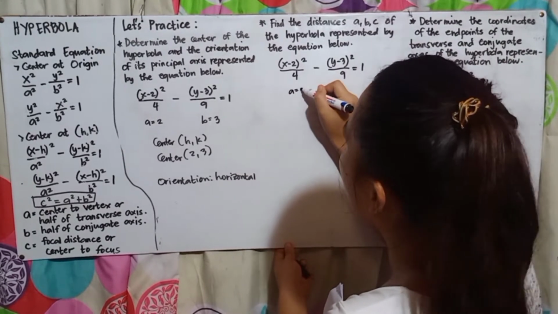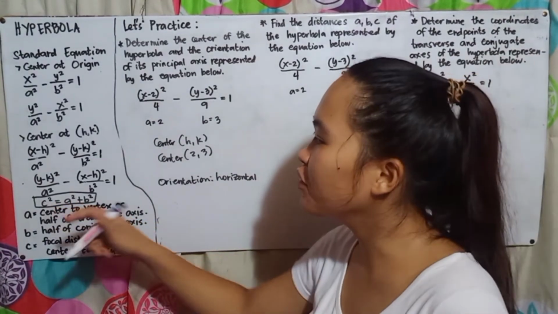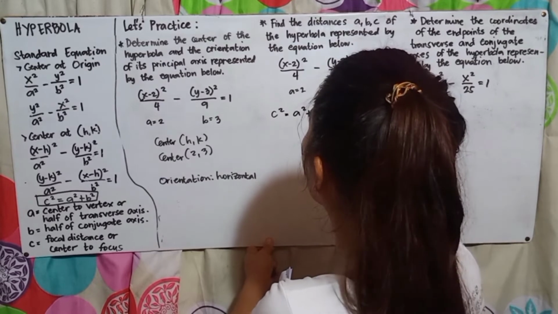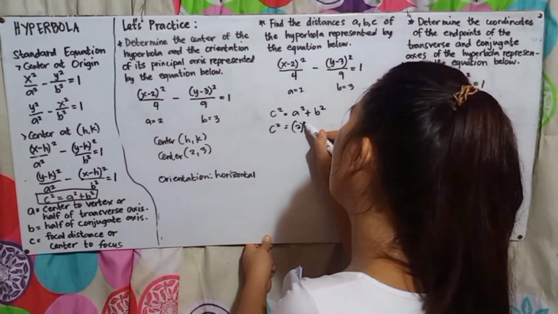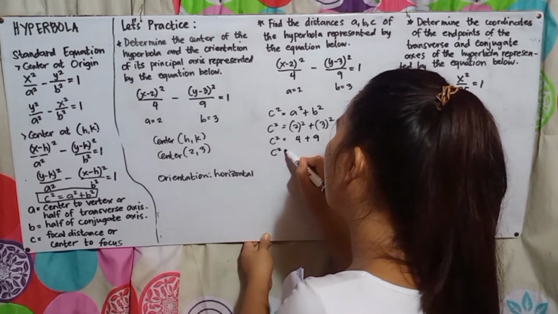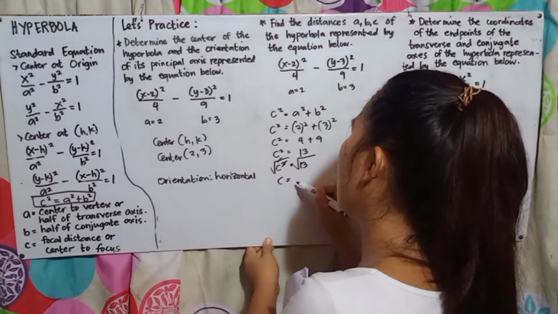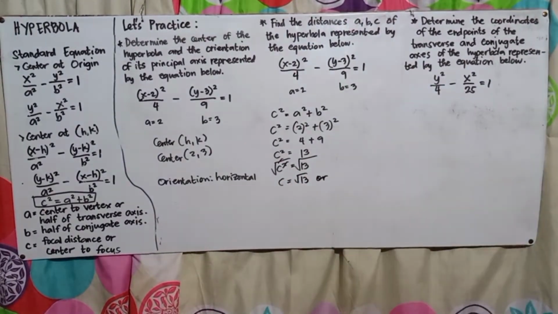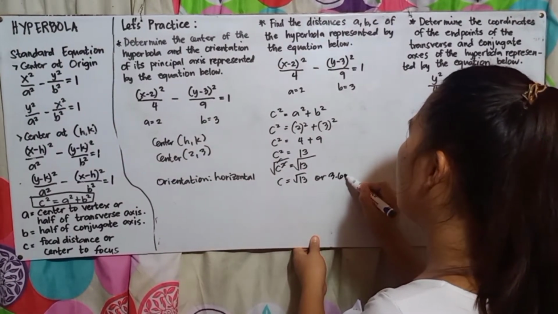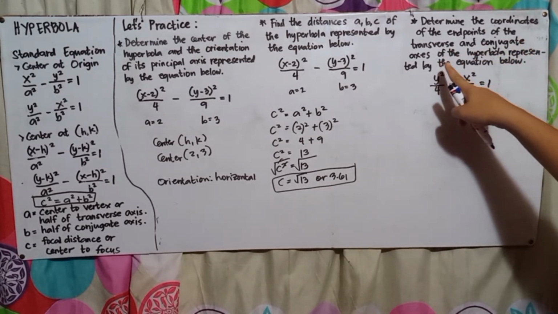Next, find the distances a, b, and c of the hyperbola represented by the equation below. Since our a is 2 and our b is 3, only c is missing. From the formula, c squared equals a squared plus b squared, so 4 plus 9 is 13. Taking the square root, c equals square root of 13, or in decimal, square root of 13 is 3.61.